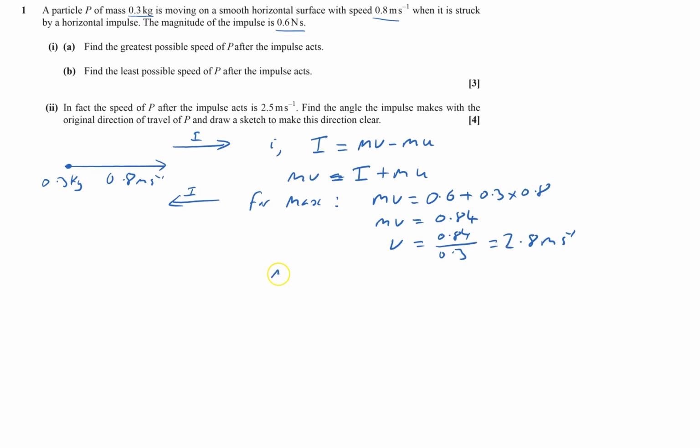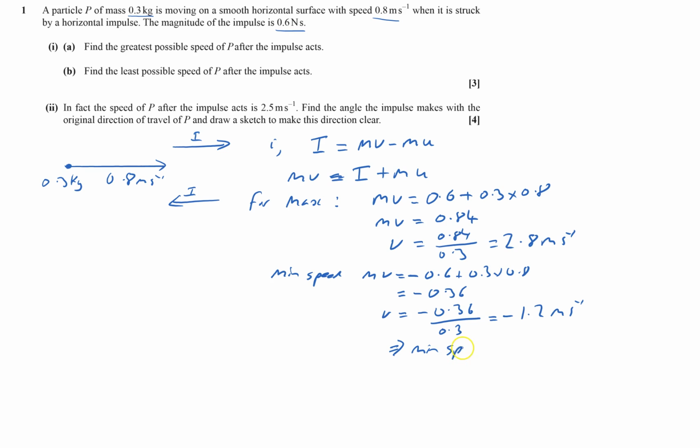For the min speed, we need to do mv equals minus 0.6 plus 0.3 times 0.8, and that means that mv will be minus 0.36, and so v will be minus 0.36 over the mass, which is 0.3, and that equals minus 1.2 meters per second. Therefore, min speed is 1.2 meters per second, because speed can't be negative.